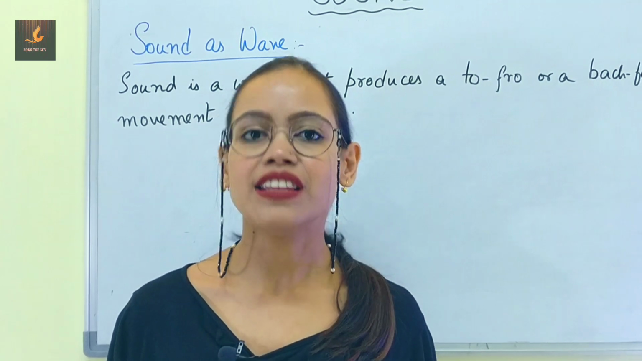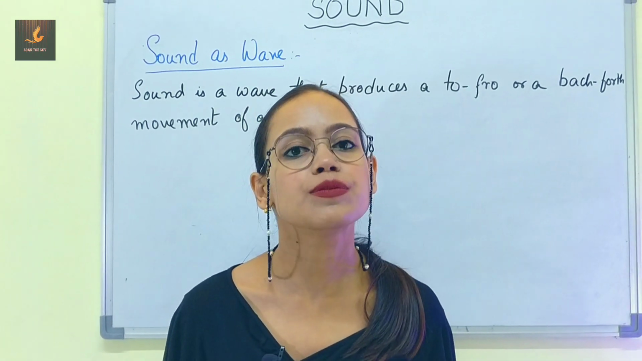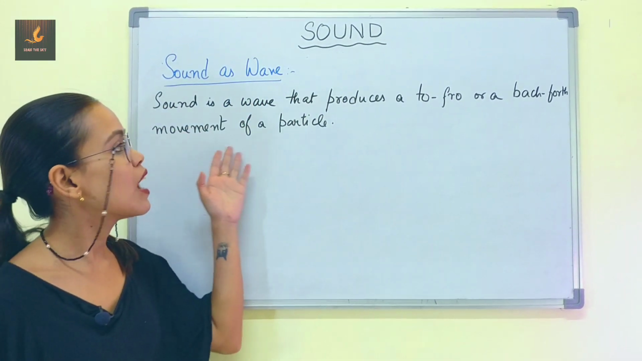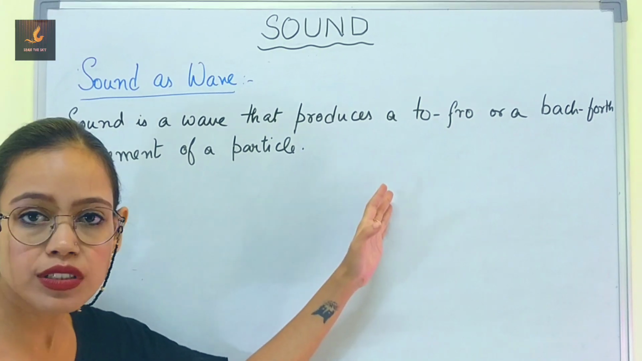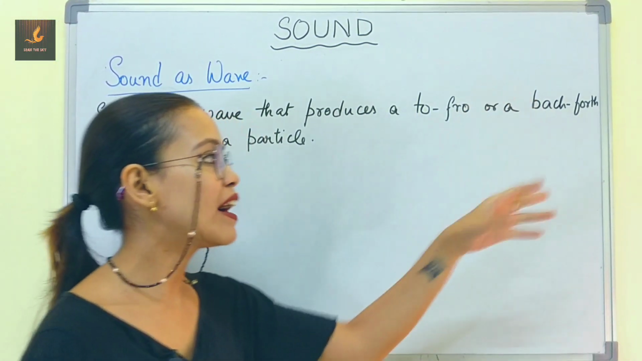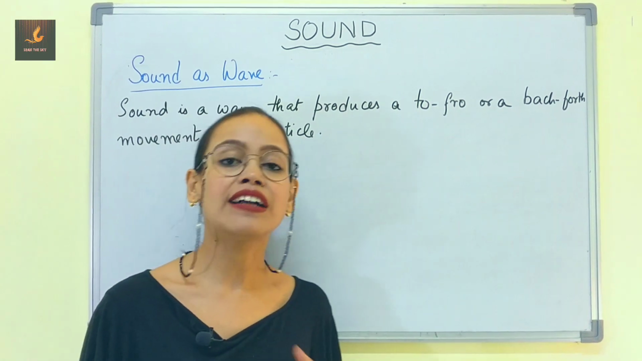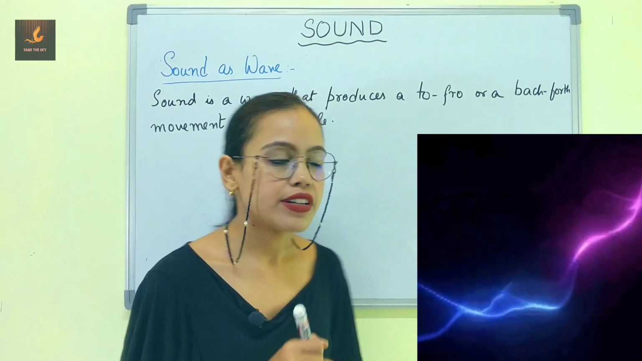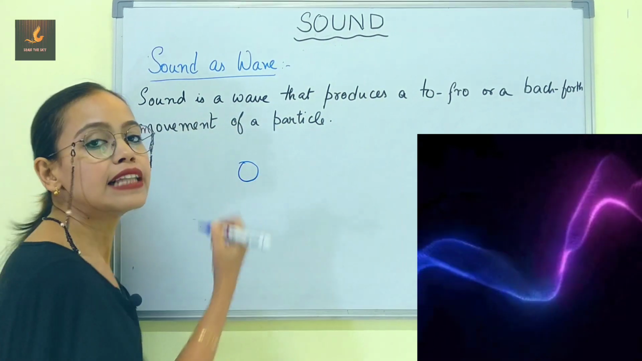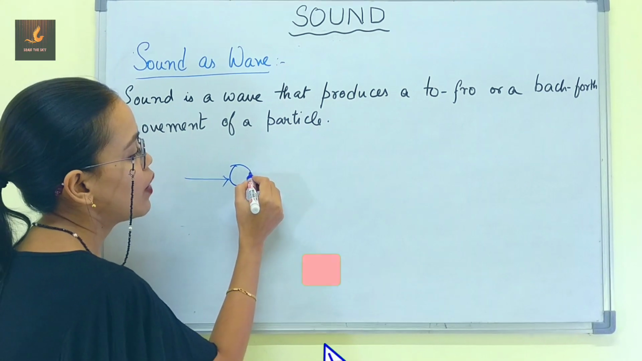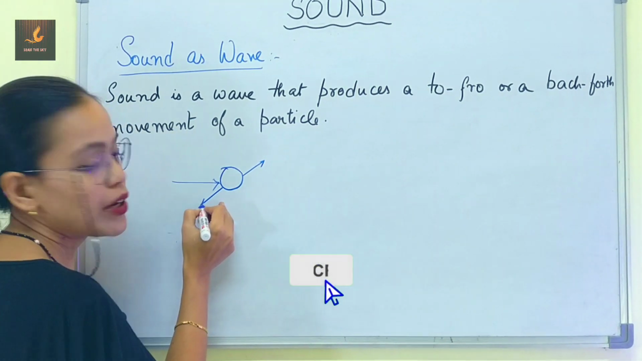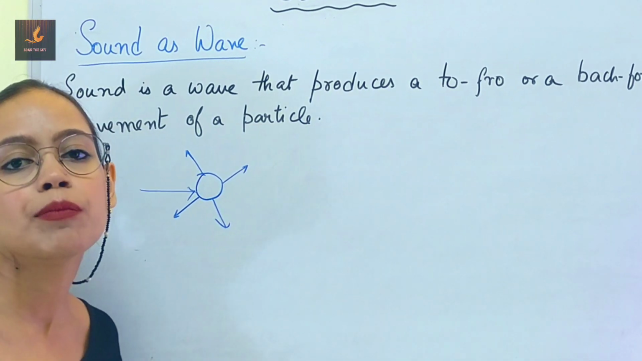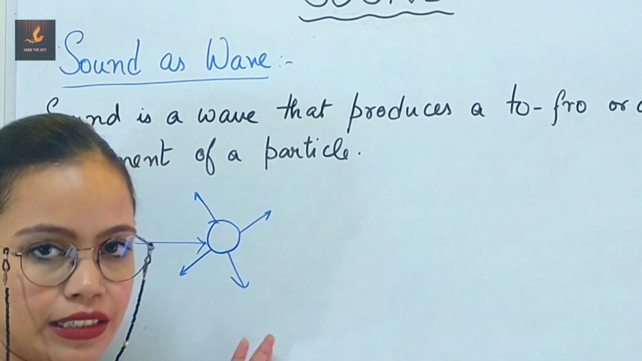As we have discussed in the earlier part of this video, sound is produced by vibration of particles. So we can very clearly say that sound is a wave that produces a to and fro, or back and forth, movement of a particle that creates the vibration inside a particle. Say, for example, this is one particle that is receiving the sound wave. Now it will either start vibrating to and fro like this or back and forth like this, depending upon the direction from which the sound has hit it.